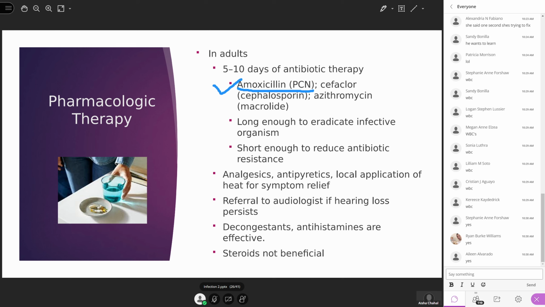So these are the three antibiotics of choice. If amoxicillin does not work, they can go to cefaclor, which is a cephalosporin, and azithromycin, which is a macrolide antibiotic. Macrolide is a classification of an antibiotic. Okay.